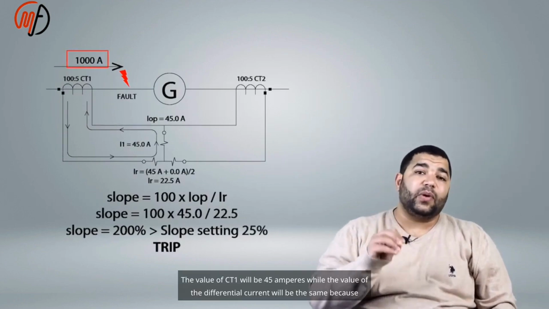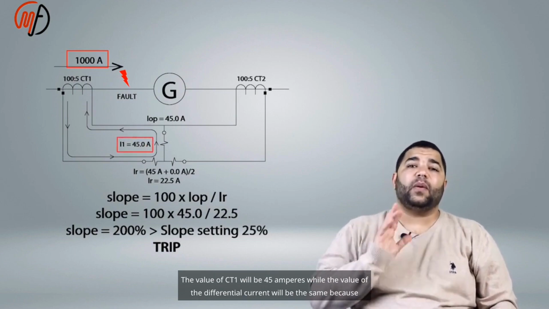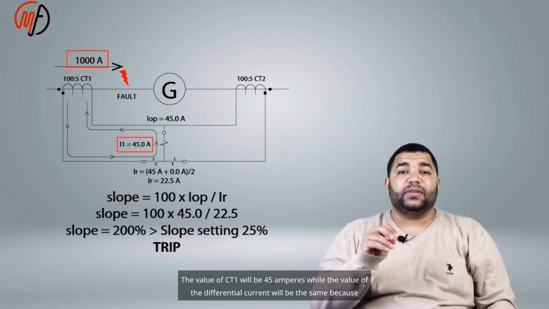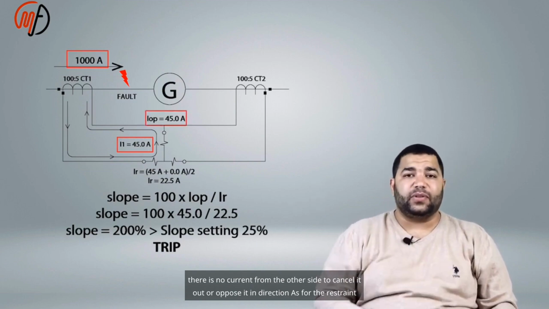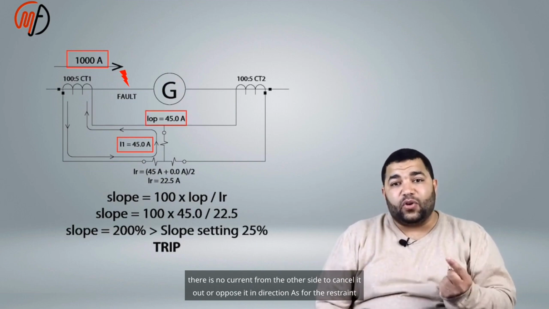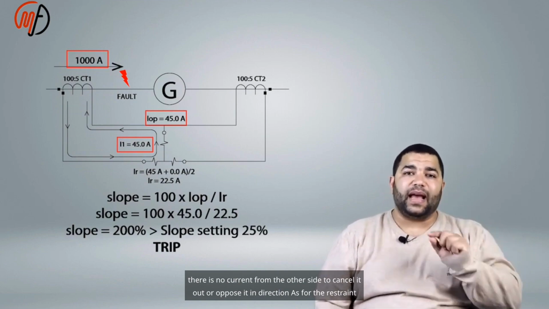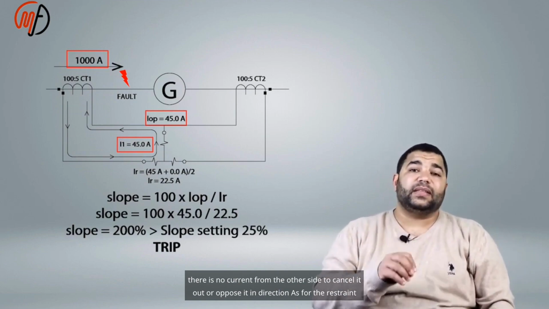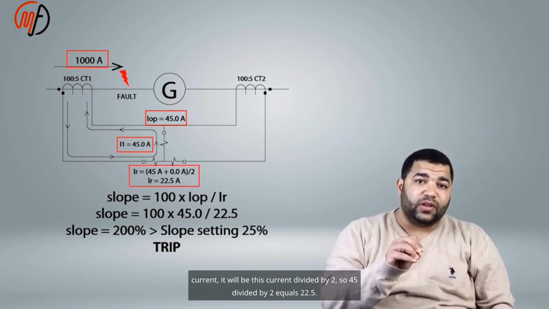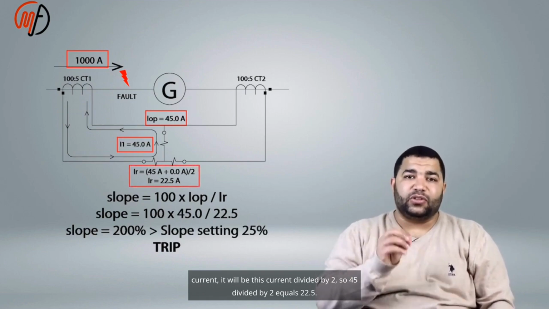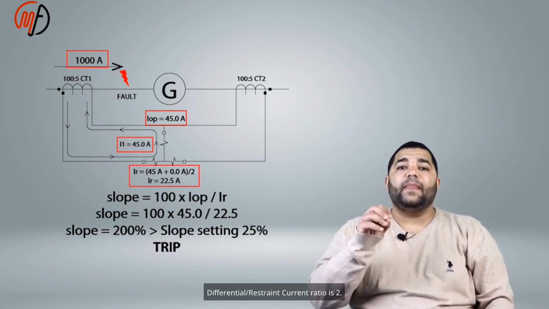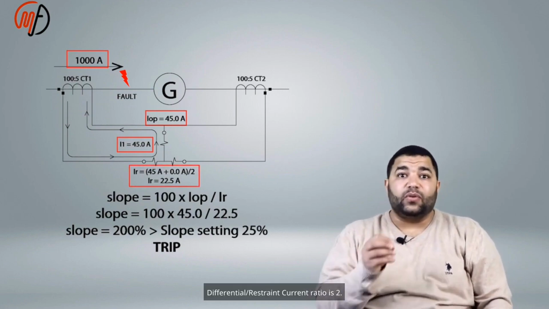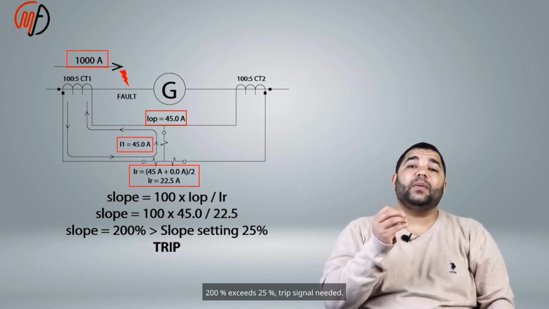The value of CT1 will be 45 amperes, while the value of the differential current will be the same because there is no current from the other side to cancel it out or oppose it in direction. As for the restraint current, it will be this current divided by 2, so 45 divided by 2 equals 22.5. The differential to restraint current ratio is 2, or 200%, which exceeds 25%, so a trip signal is needed.